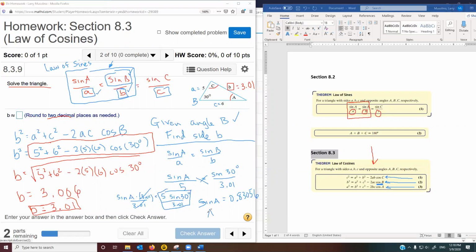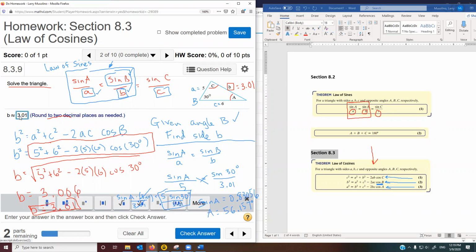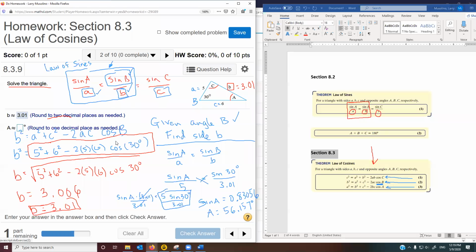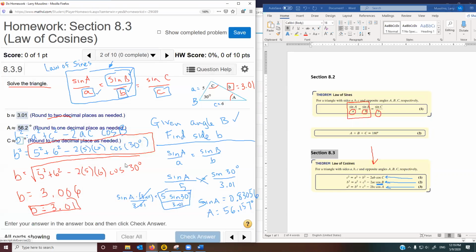And if I do that, I'm getting angle A is 56.157 degrees. Let me enter the answer for side B so we can see the rounding instructions. So I'm going to enter side B, we figured out was 3.01. Okay, now it's asking us to round this to 1 decimal place. So angle A we figured out is 56.2 degrees, rounding to 1 decimal place.